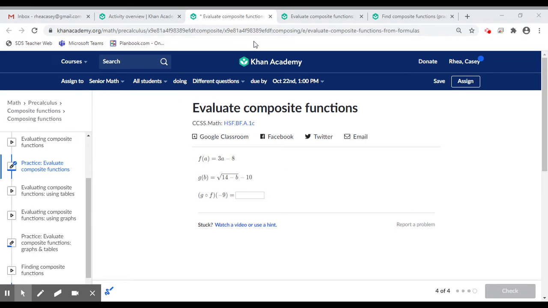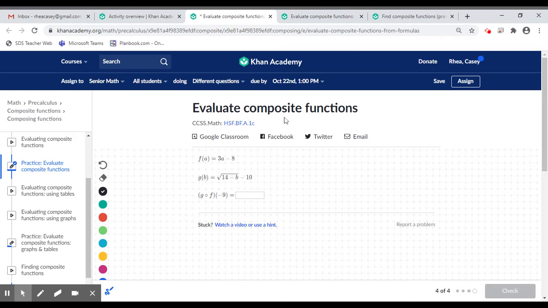All right, so we're going to do 3 assignments here on composite functions. The word composite means multiple parts, right? We're going to have multiple parts, or multiple functions, within one larger function. So the first thing we're going to do here is evaluate these.